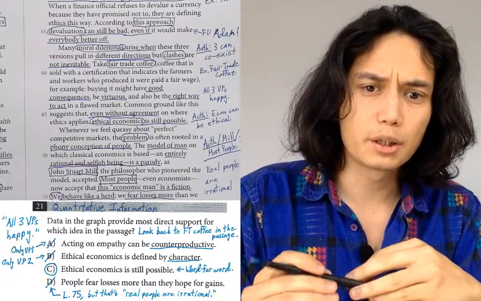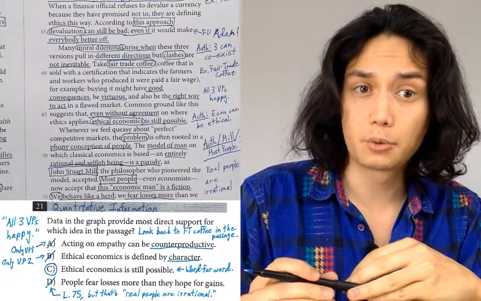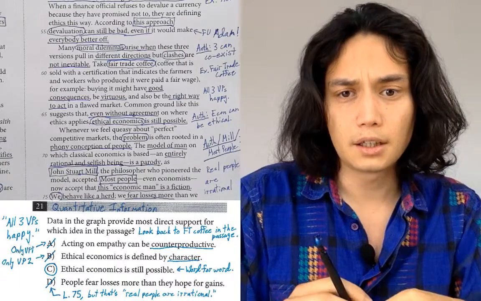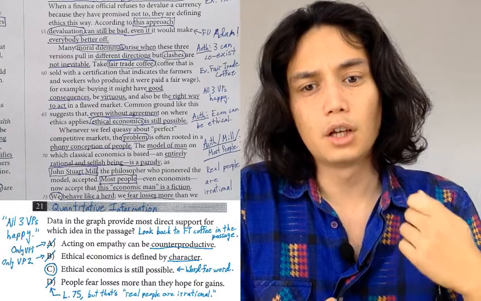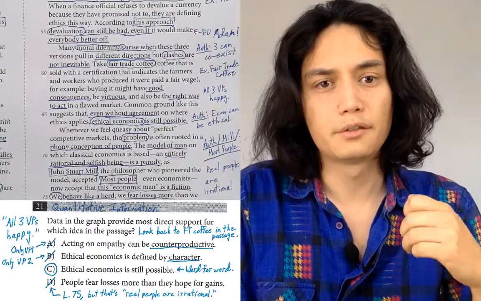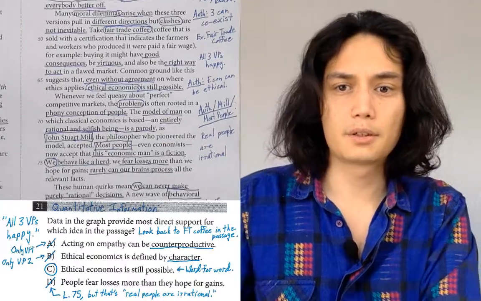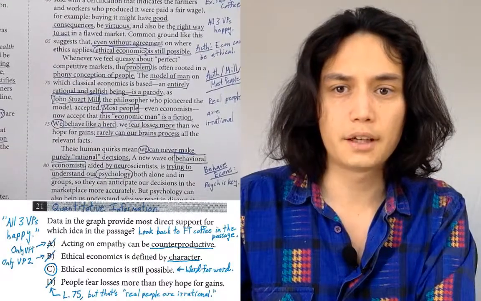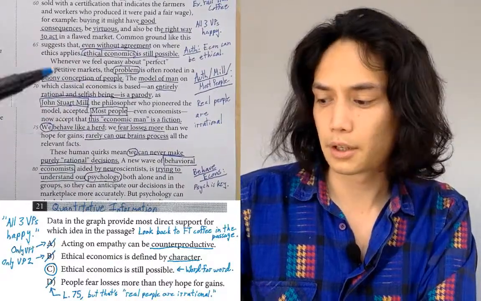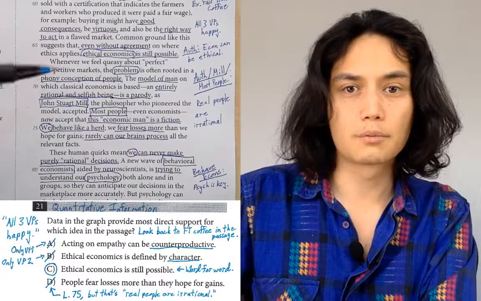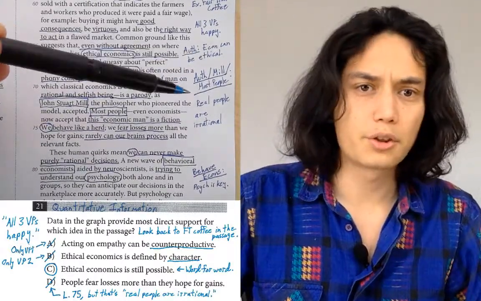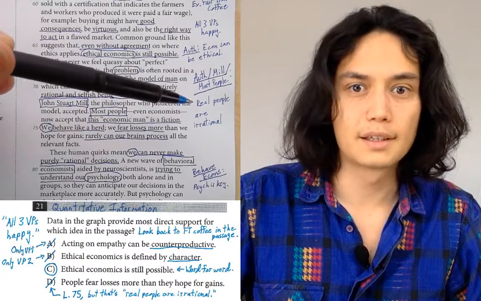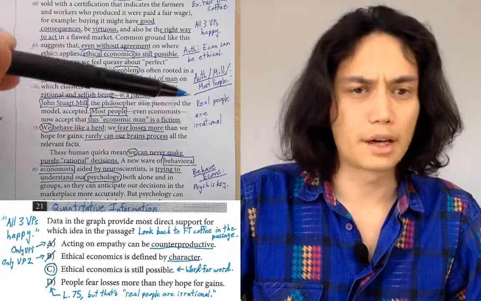All right, skipping over the rightness of C until we get to D: data in the graph provide most direct support for the claim that people fear losses more than they hope for gains. Now this happens in line 75, at the end of the paragraph where the author is making this sort of new point, that he thinks and John Stuart Mill thinks and most people think, that real people are irrational.